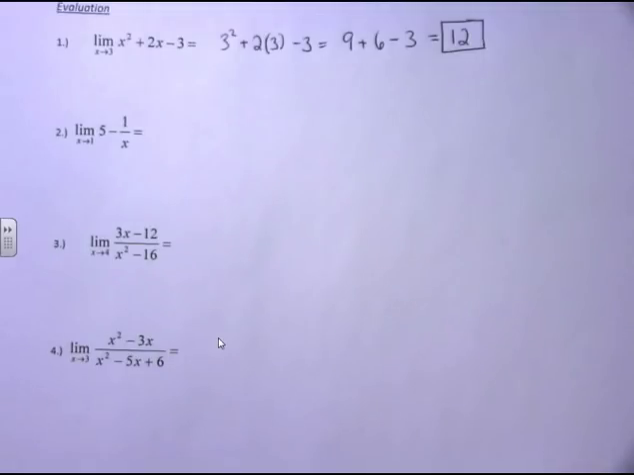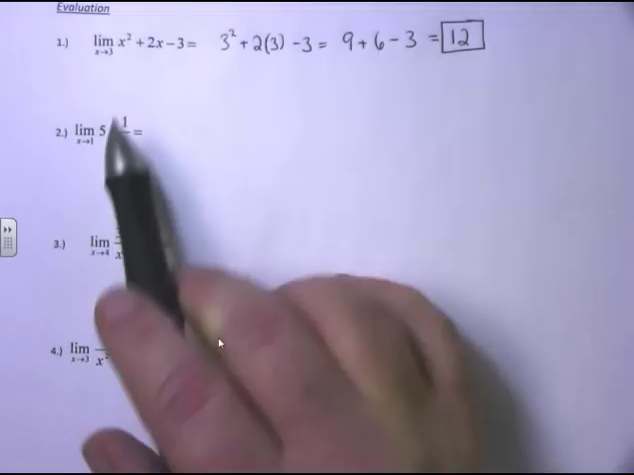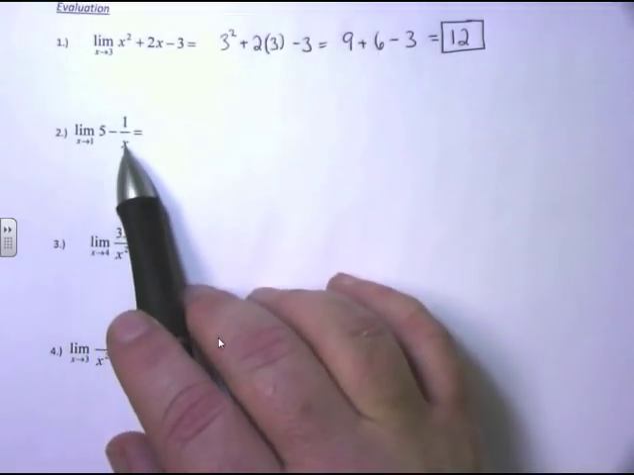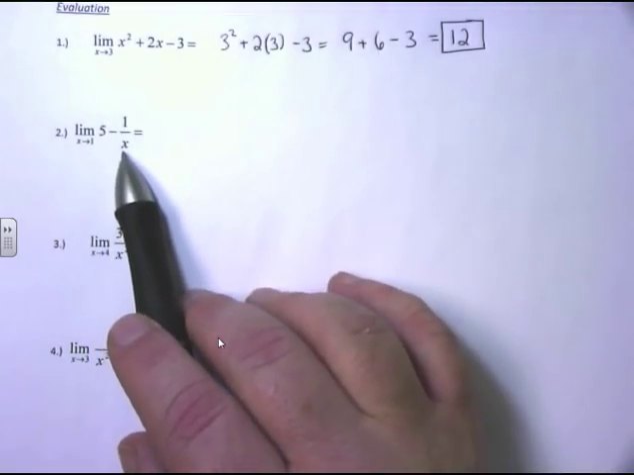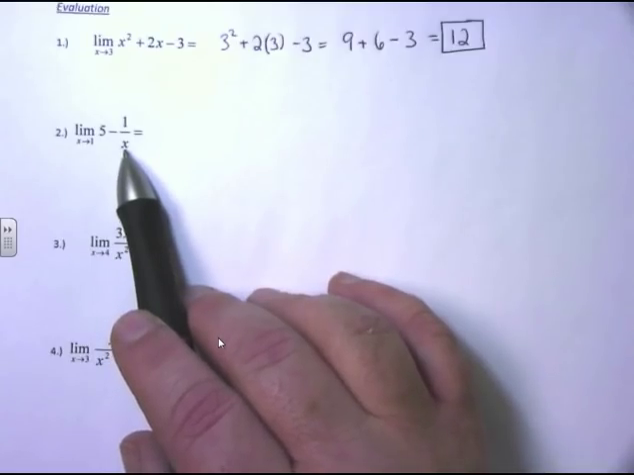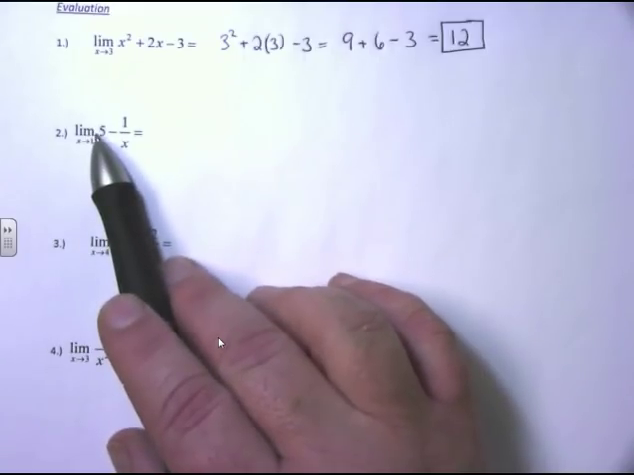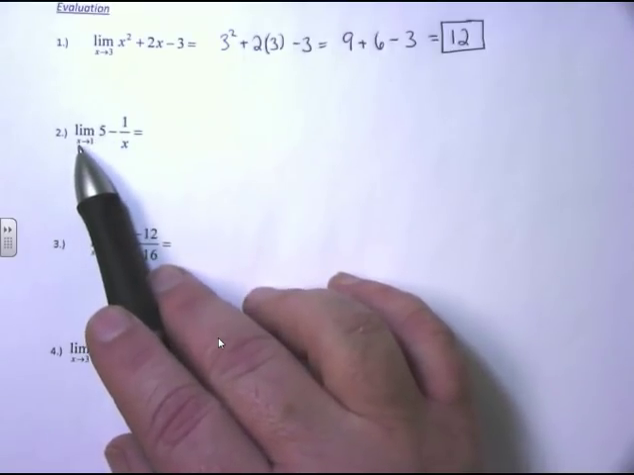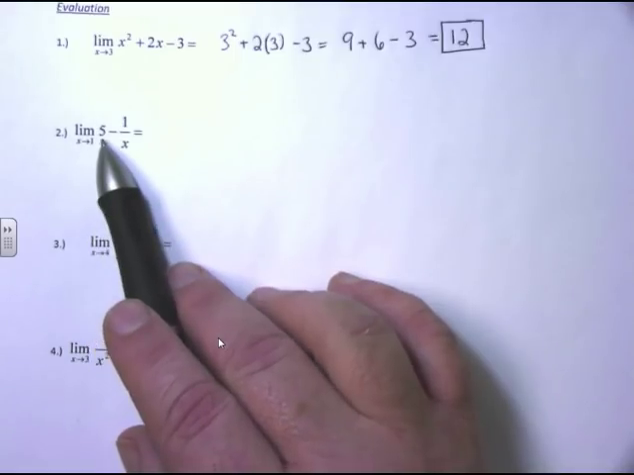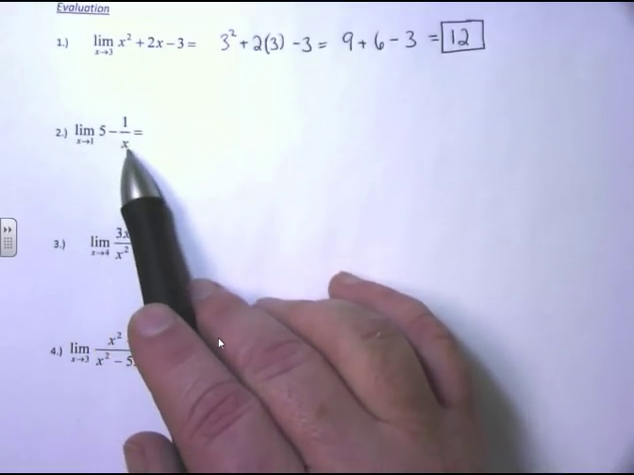The limit as x approaches 1 of 5 minus 1 over x. Again, my function is 5 minus 1 over x. And 5 minus 1 over x does have a problem. But the problem is it's 0. I can't divide by 0. So if x is equal to 0, that's going to be a problem here. But look at what I'm trying to take the limit of. I'm trying to take the limit as x approaches 1 of 5 minus 1 over x.